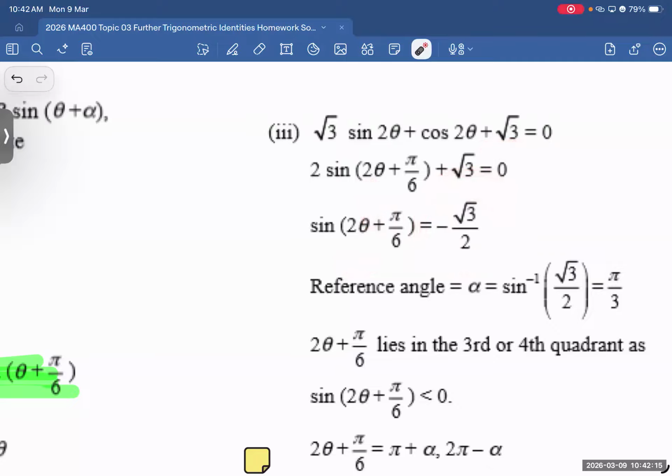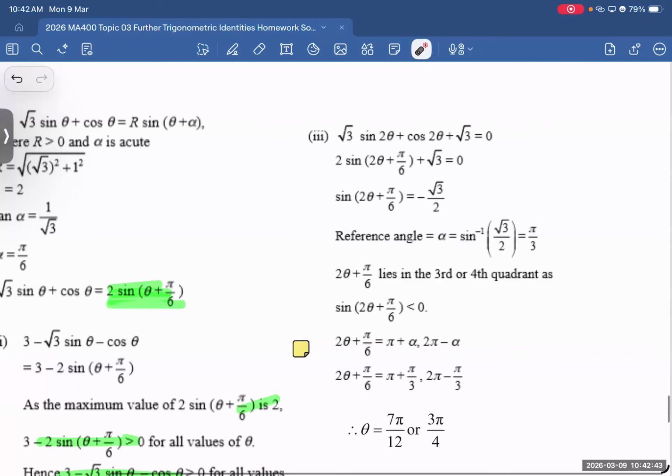Which one? Sine inverse half. Sine of what value gives you half? Jaden Lloyd, sine of what angle gives you square root 2 over 2? Don't use the calculator, put your hands away. Yes, very good. Okay, well done.